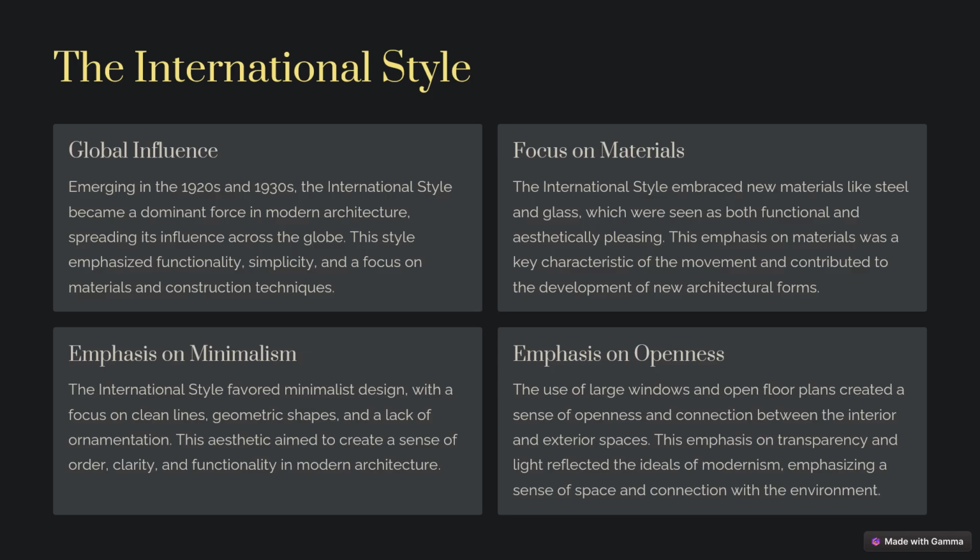This emphasis on materials was a key characteristic of the movement and contributed to the development of new architectural forms. The next point is emphasis on openness. The use of large windows and open floor plans created a sense of openness and connection between the interior and exterior spaces. This emphasis on transparency and light reflected the ideals of modernism, emphasizing a sense of space and connection with the environment.